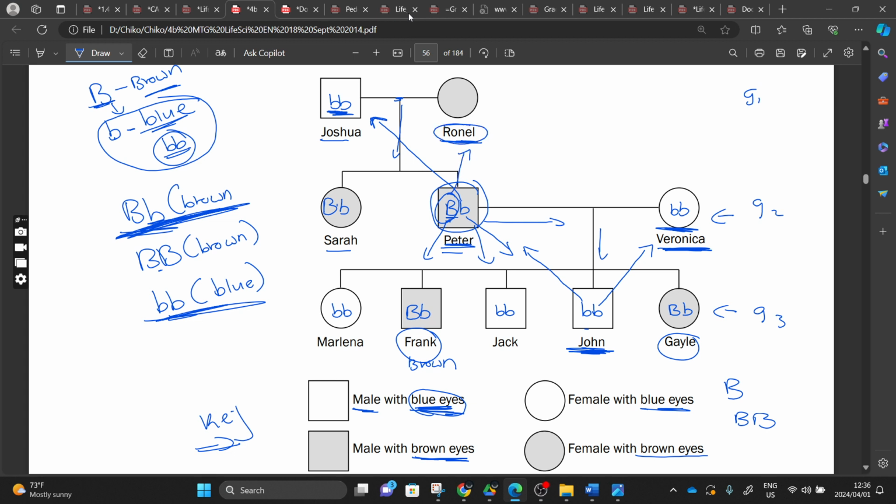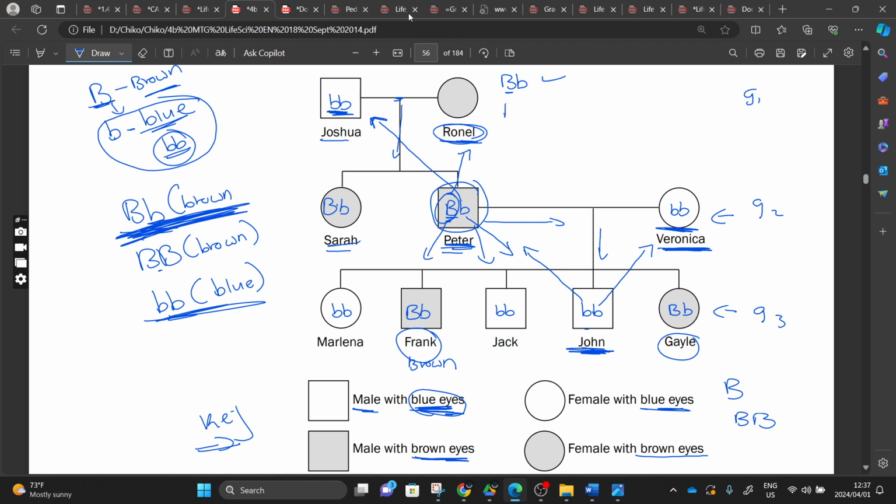So now we are left with writing the genotype of Ronel. Since Ronel has brown eyes, there's a possibility for Ronel to be capital letter B and small letter b, right? If it was like this, yes, she will have brown eyes, and yes, she will have a capital letter B to give to both Sarah and Peter.